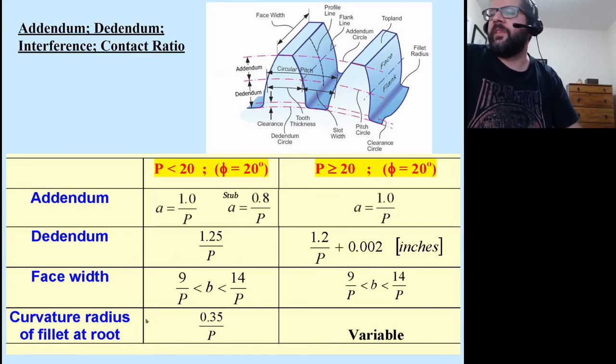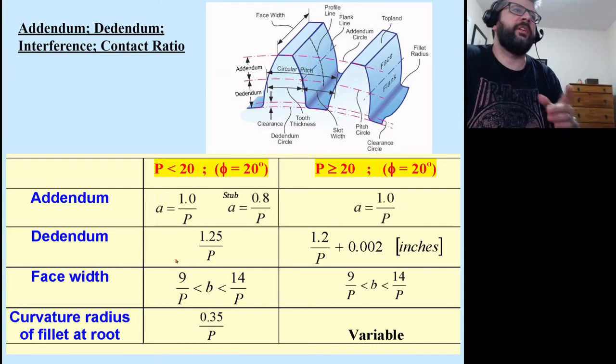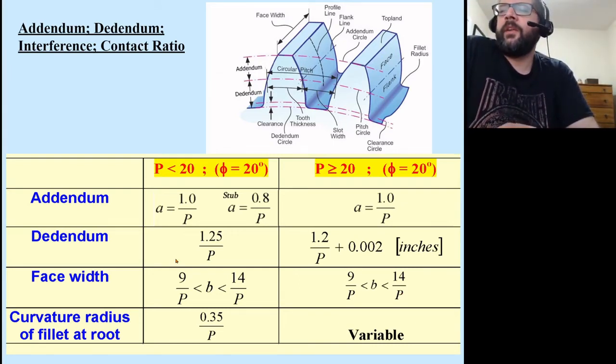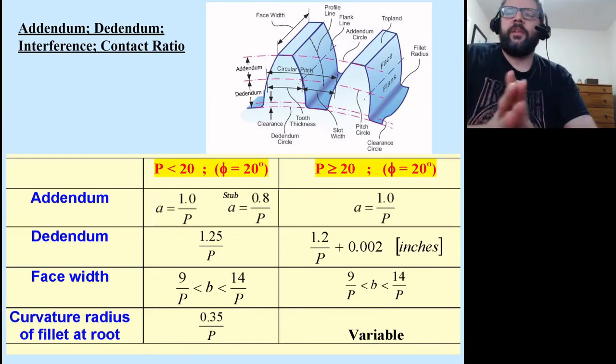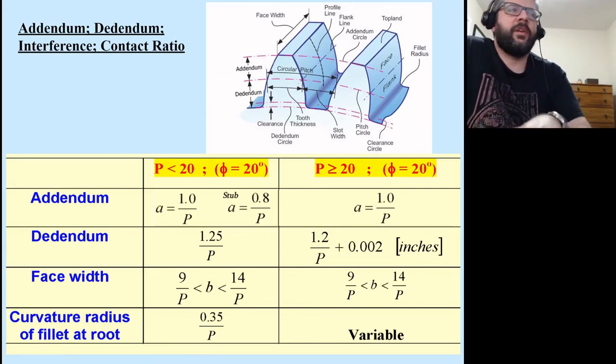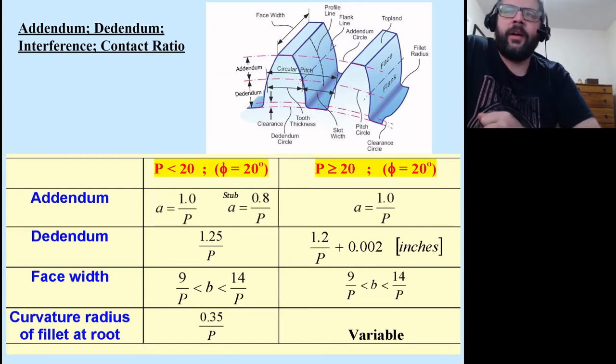The face width also comes in kind of a standard range of available sizes, 8 over P to 14 over P. Basically the wider the gear is, the harder it is to mount properly. So the wider it is, the more critical the angle you're mounting it at needs to be.